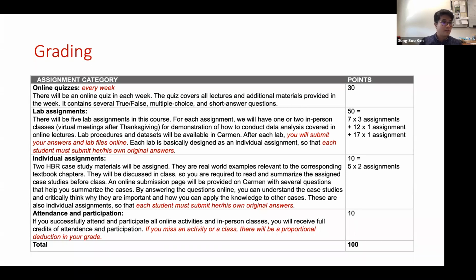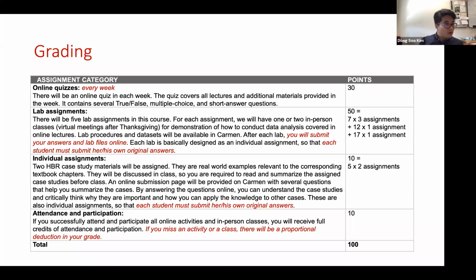Second, lab assignment. There are 5 assignments. For each assignment, we will have 1 or 2 lab sessions. I will demonstrate how to conduct the data analysis you learn in the lecture. Detailed lab procedures and data sets will be provided, and you will submit your answers and lab files online.